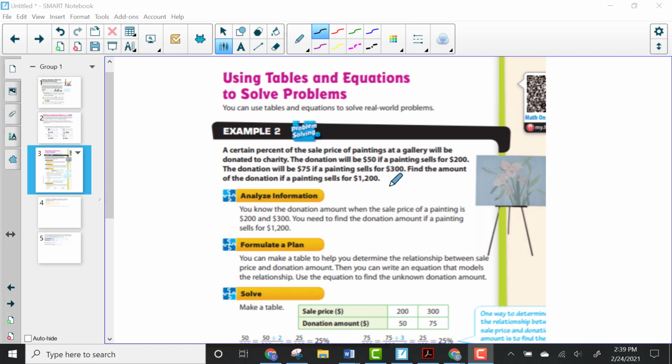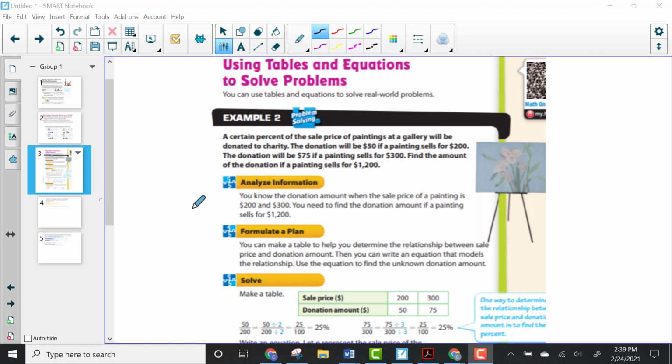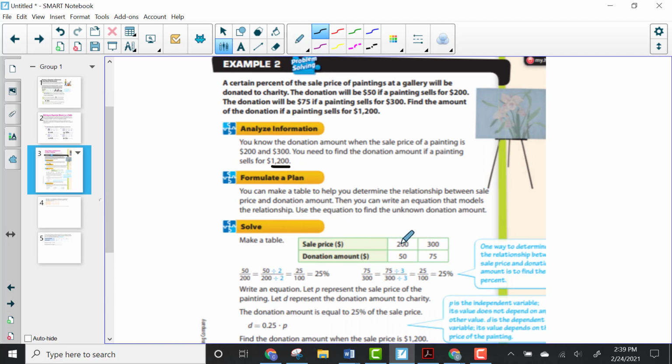So it's important to understand there are certain steps you want to take. You want to analyze the information. So think about the things that we know. Things that we know is we know that when the sale price of a painting is $200 and $300, those are some things that we know. And we also need to understand that we need to find the donation amount if a painting sells for $1,200. It's hard, but we see a lot of numbers there, so we got to focus in on what we're trying to figure out. What we're trying to figure out is how much donation will happen if a painting sells for $1,200.